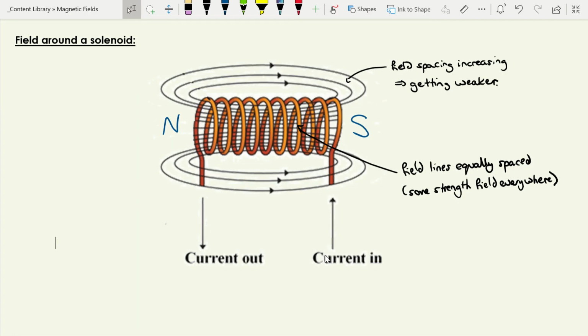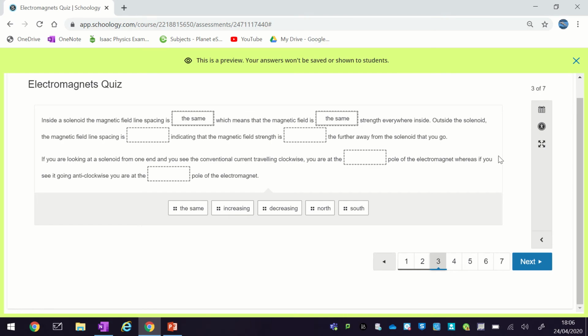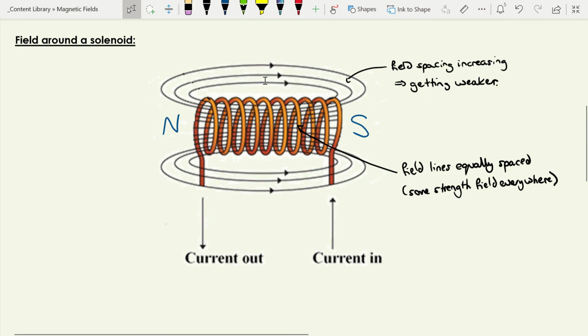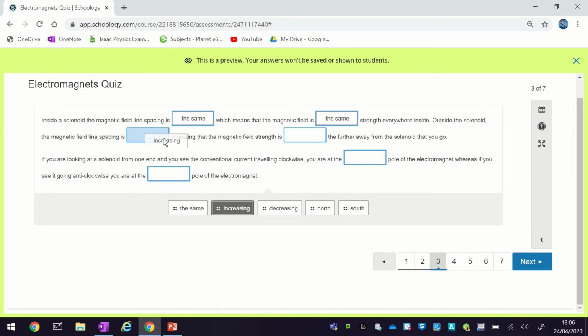We can use this for all kinds of things, like turning magnetic materials into magnets, but essentially it's the same strength everywhere. Outside the solenoid, we can see the spacing between field lines is increasing. They're getting further apart, and what that means is that they are getting weaker. So the field spacing is increasing, but the magnetic field strength is decreasing. The further away from the solenoid you get, the weaker that field is going to get, until it's basically zero.